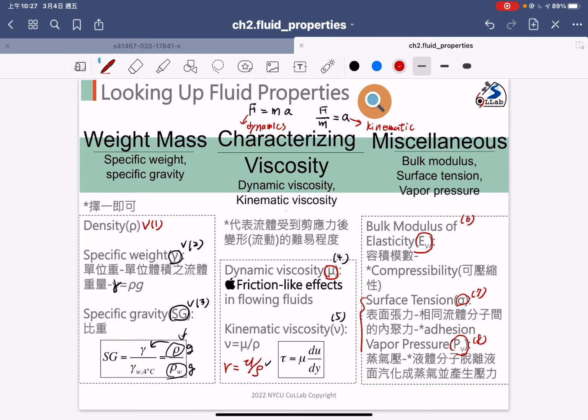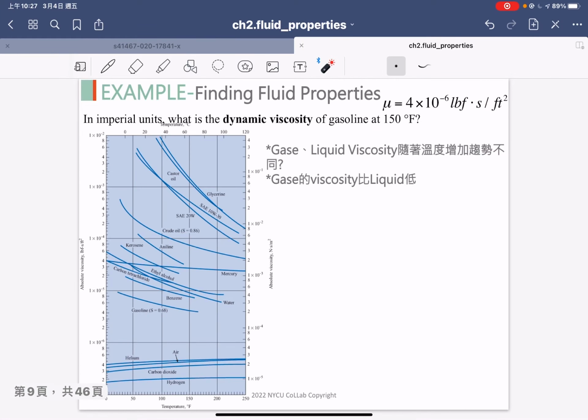So this slide merges all of the fluid properties in one slide, and in total we have 8 fluid properties. To summarize, the first one is rho, the second one is gamma, and the third one is Sg, then mu, V, EV, sigma, and PV. In total, 8 fluid properties.